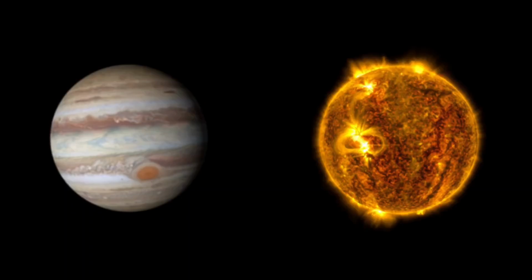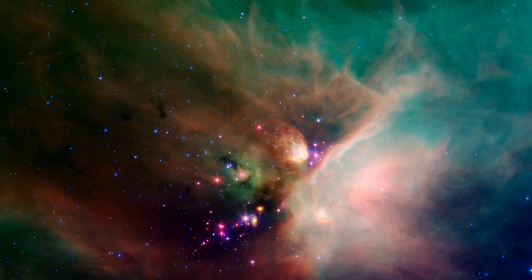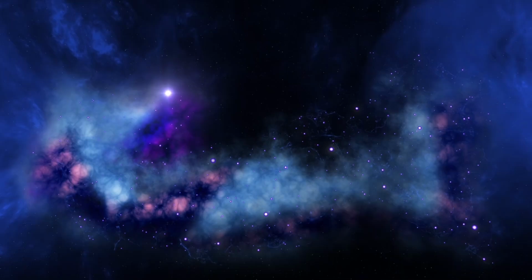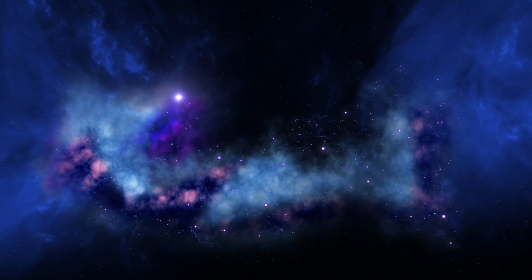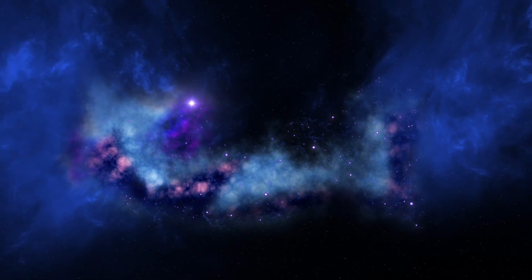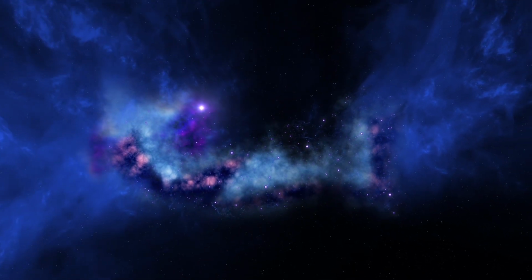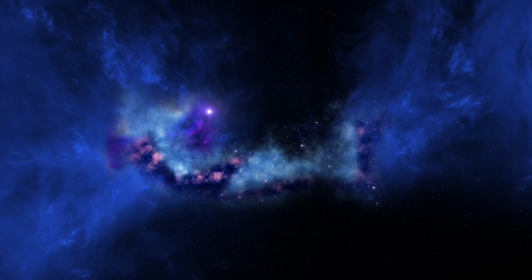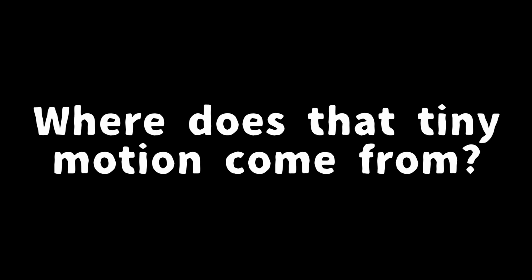Every planet and every star begins as a vast cloud of gas and dust drifting through space. At first glance, a cloud like that looks completely still, but it isn't. Different parts of the cloud are slowly moving in different directions. The motion is so tiny that you wouldn't notice it, but it's there. So where does that tiny motion come from?